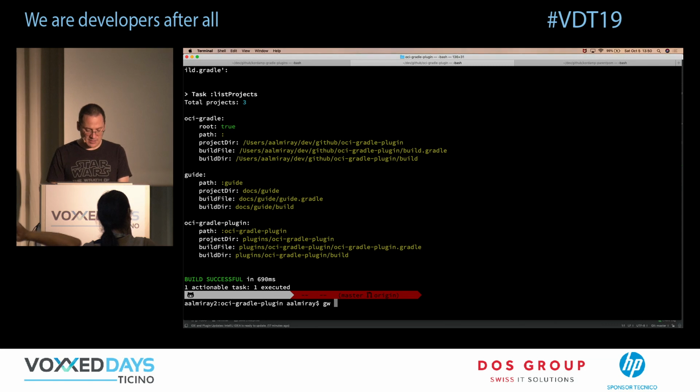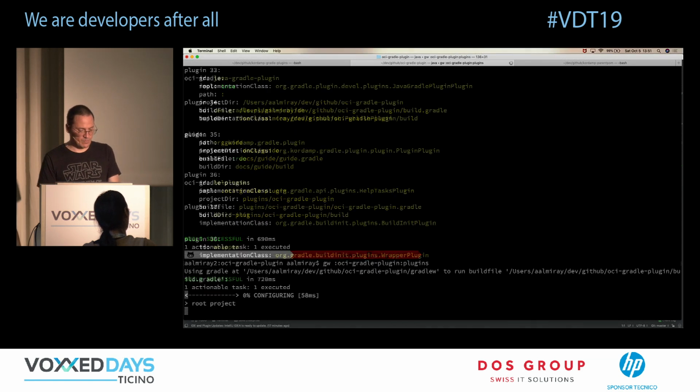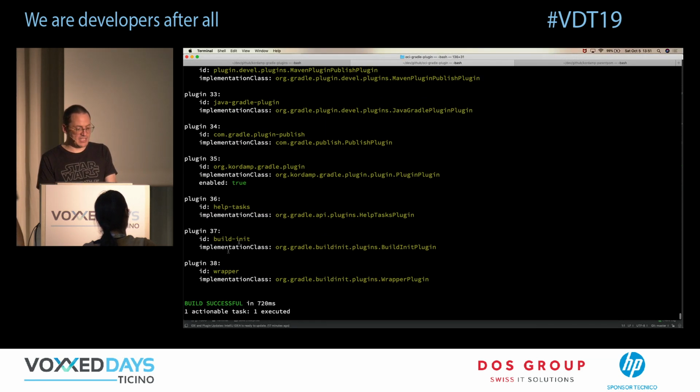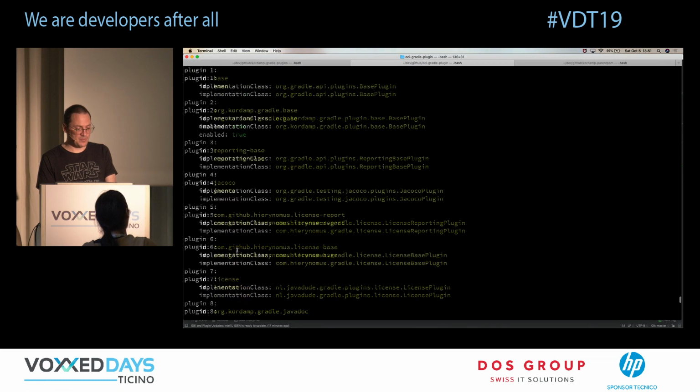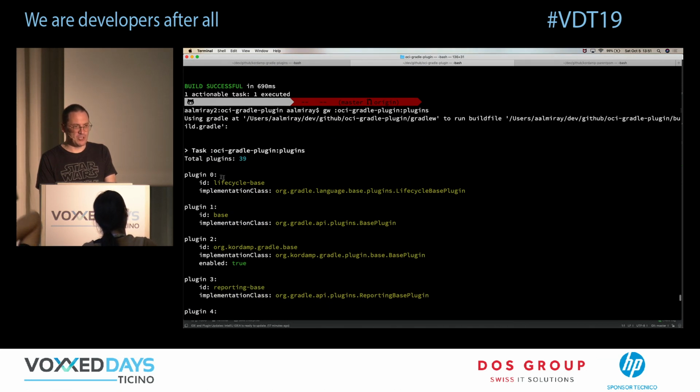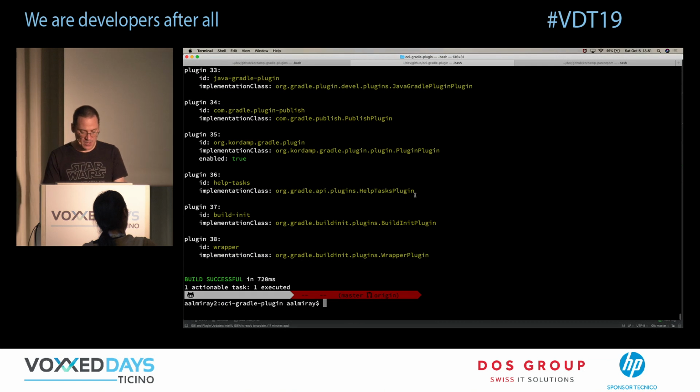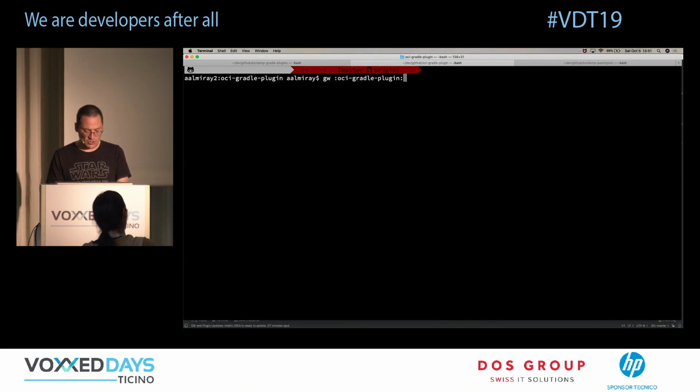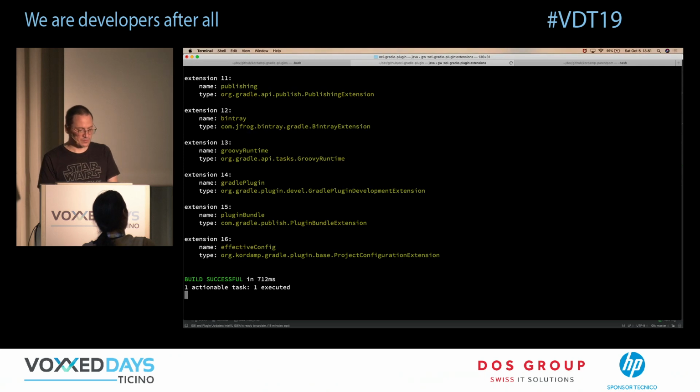I can ask for the OCI Gradle plugin here. I can ask how many plugins I have applied. It tells me I have 39 plugins, because we start counting from 0, like it should. The ID and the class: if you want to know which properties can be applied based on a plugin, or what task, then this will tell you. You can also ask for extensions, and it tells you that it has 17 extensions.